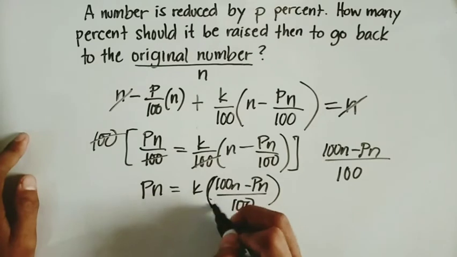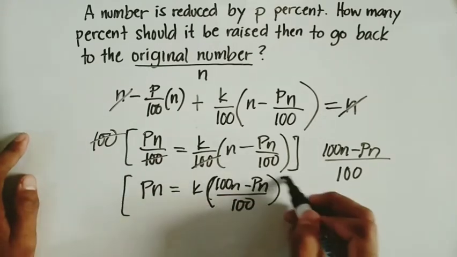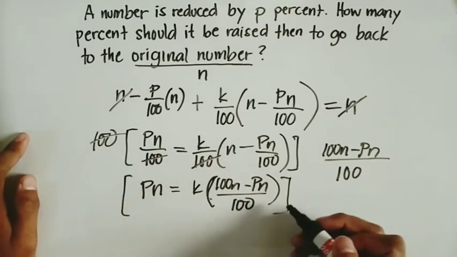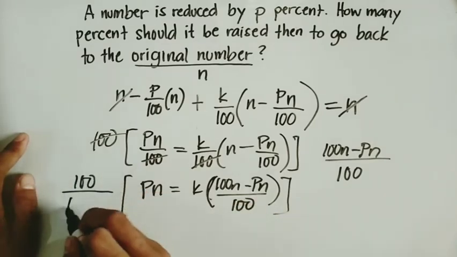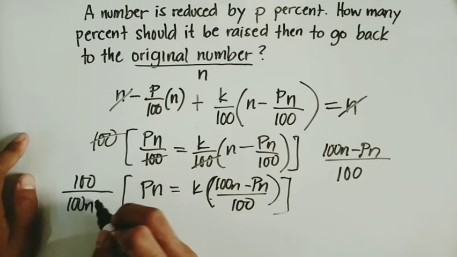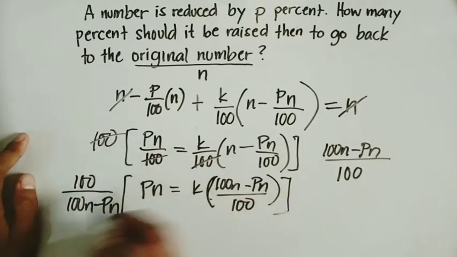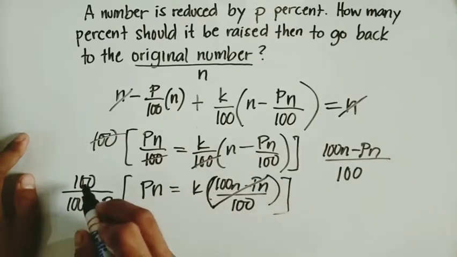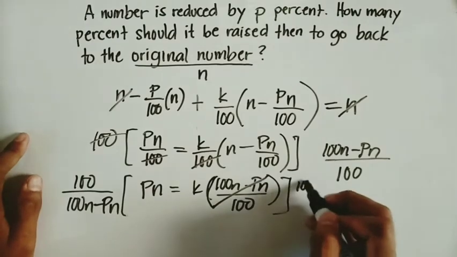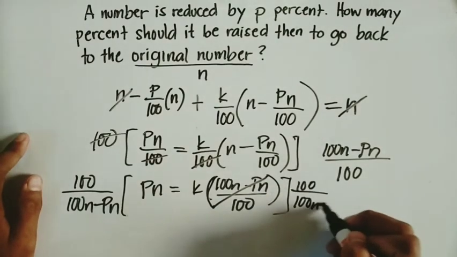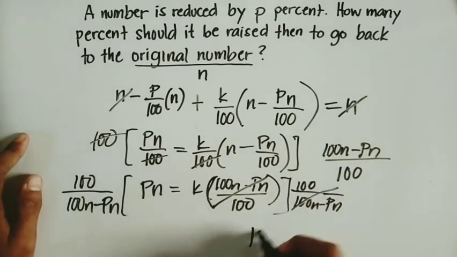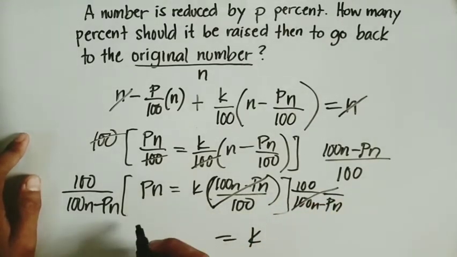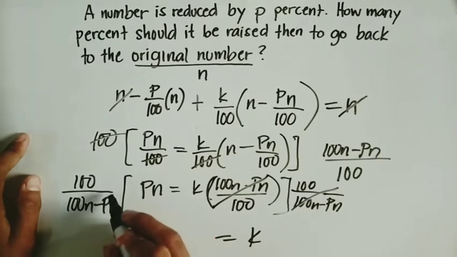Then, multiply both sides by the reciprocal of this para makuha natin yung k lang. So, 100 over 100n minus p times n. So, pag minultiply natin to, makakancel lang naman dyan. So, sulat din natin dito yung p times n. So, eto na-cancel sila. So, k na lang matitira. And that is equal to 100p times n over this.